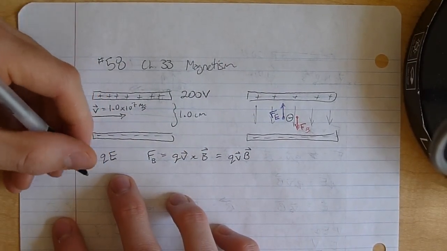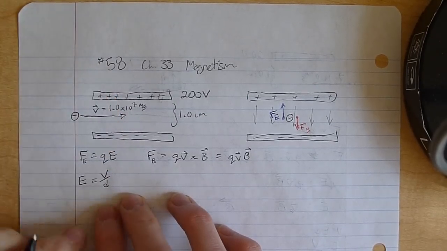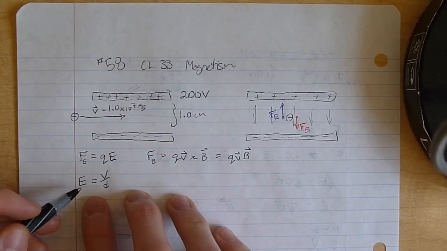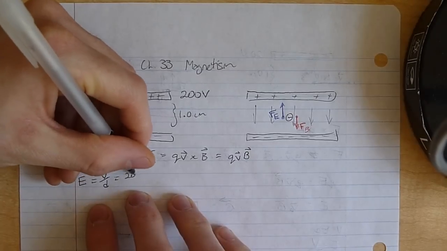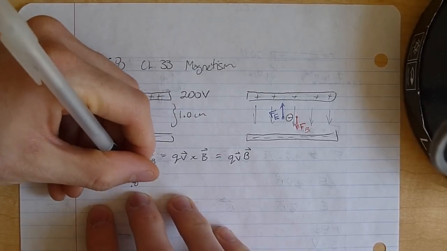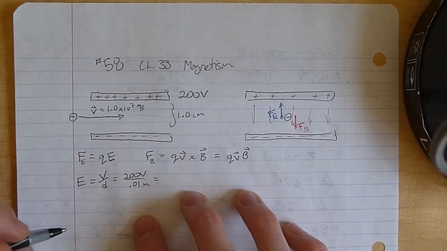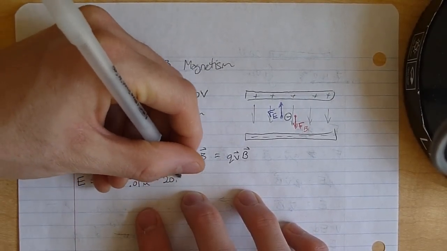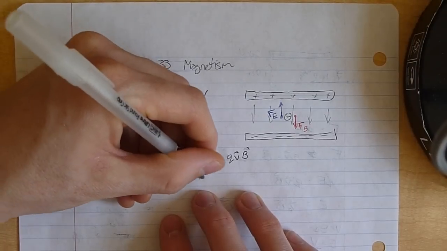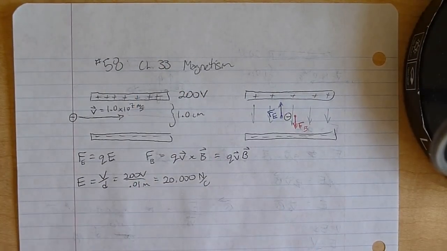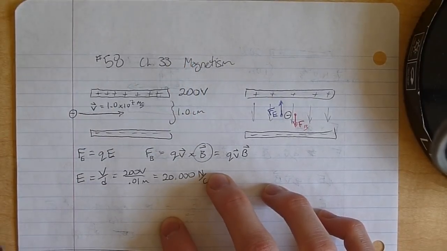We need to know, to solve for the electric field between the two plates, that the electric field is equal to the potential over the distance between the two plates. So we have 200 volts over 0.01 meters, which gives us an electric field of 20,000 newtons per coulomb. So we have one number here. Using all these equations, we'll be solving for the B field.